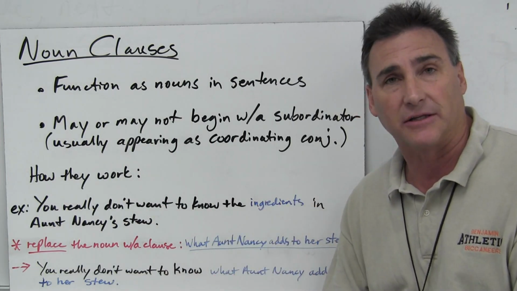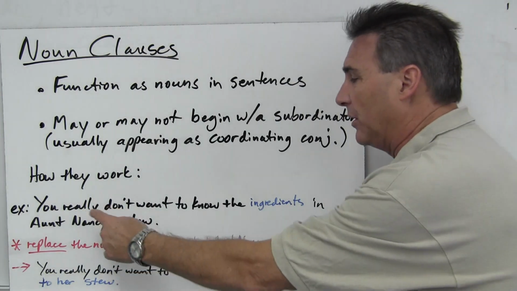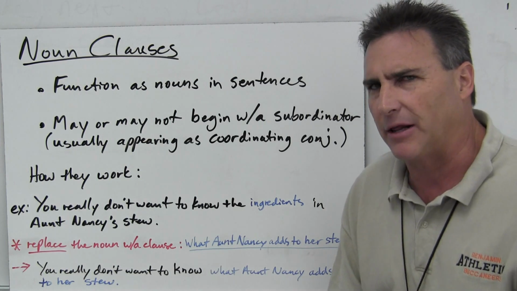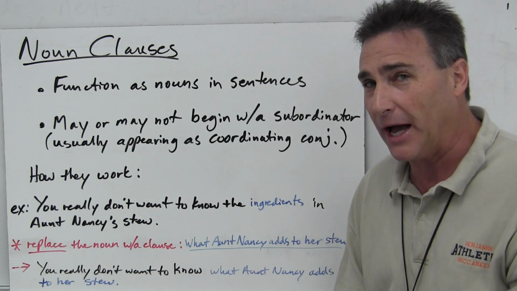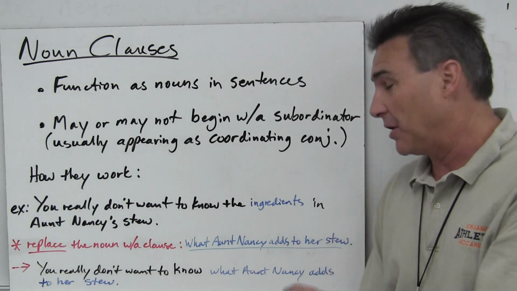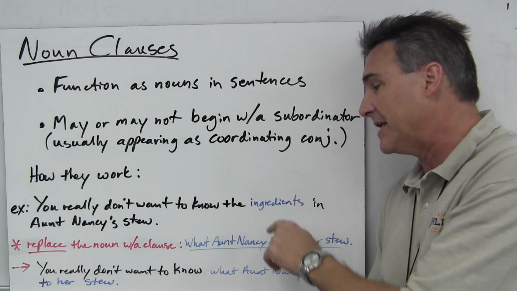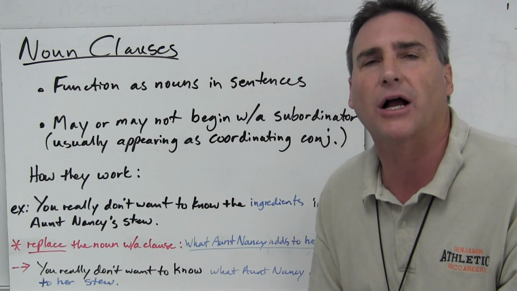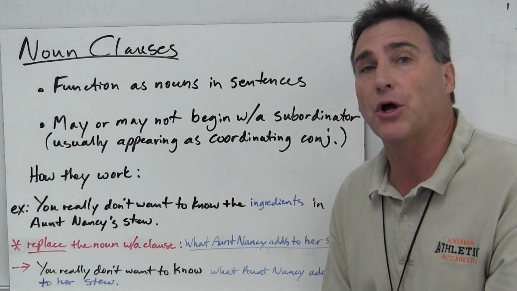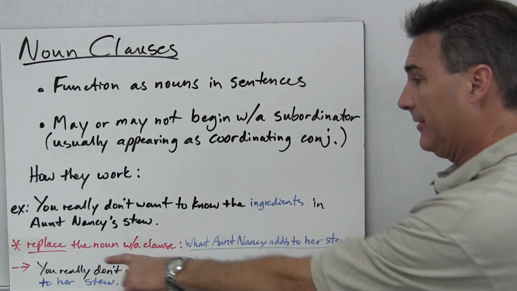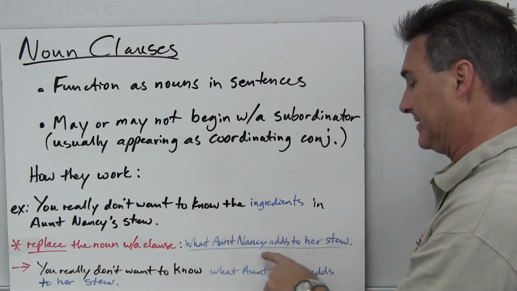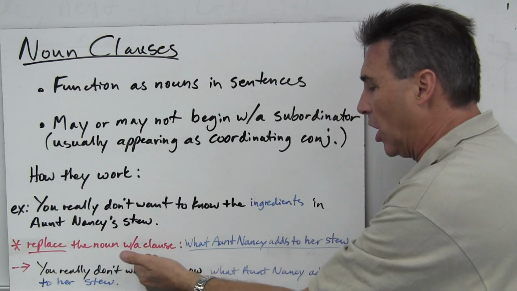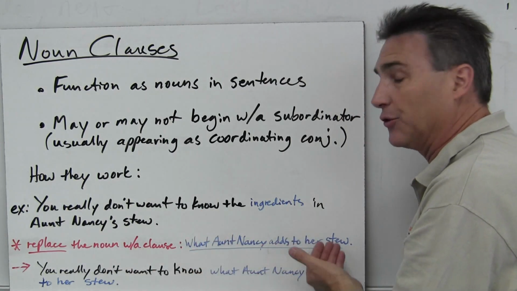So what's our existing sentence? Here's our sample sentence. You really don't want to know the ingredients in Aunt Nancy's stew. Have any relatives that cook like that? Hope not. But we can substitute another word for the noun ingredients, right? Ingredients is a noun, but what could be another way to talk about ingredients? You could describe it with a clause, couldn't you? Couldn't you call it what Aunt Nancy adds to her stew? See how we've replaced the noun ingredients with a clause, what Aunt Nancy adds to her stew?